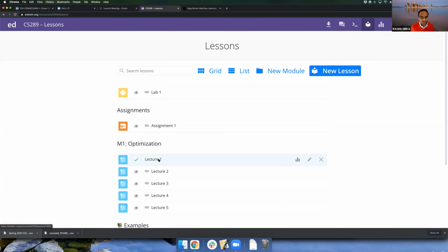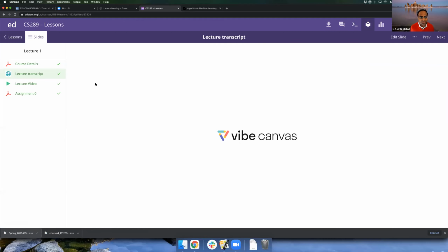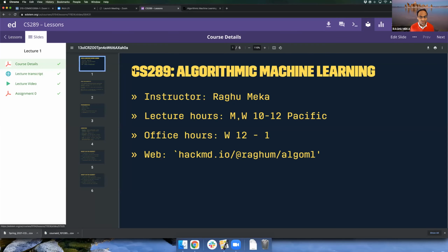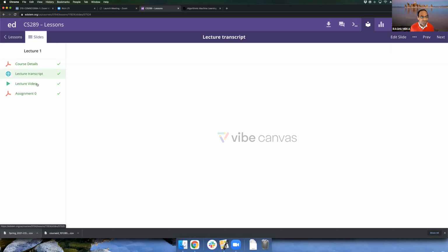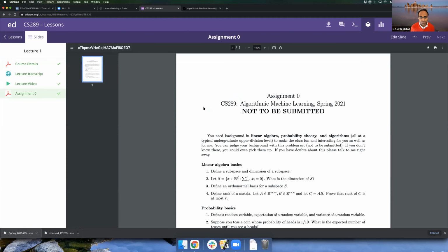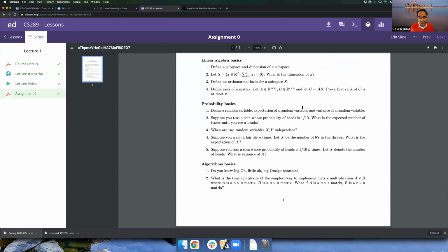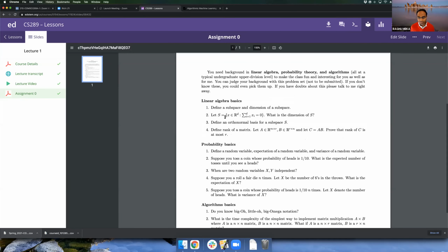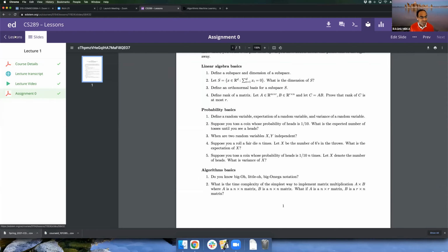This is not the student's view, but my view. If you go to each lecture, there will be things like this. Each lecture will have sections: today's slides, the transcript, and the video. Once it's ready, I'll upload it on YouTube and embed the link here, and also assignment 0. I want you to look at it after today's lecture, just to get a sense of the background required. For each lecture, I hope to have all this information available under this lessons tab.